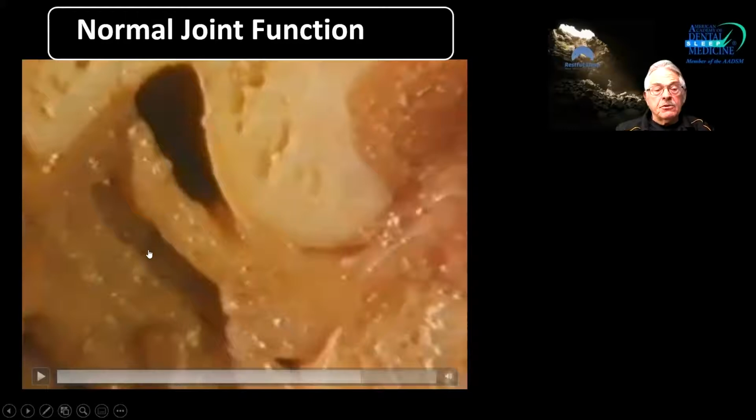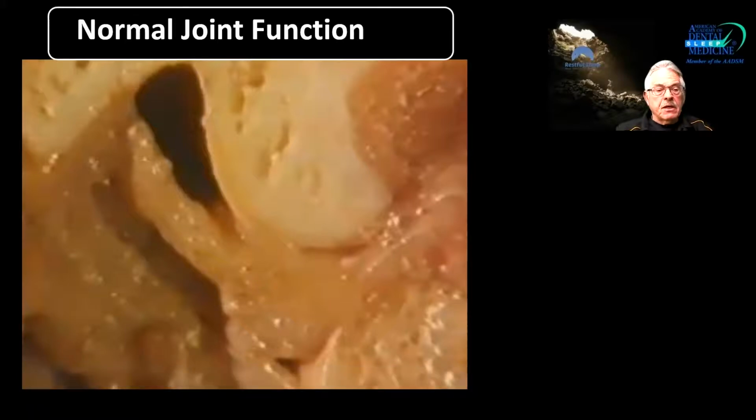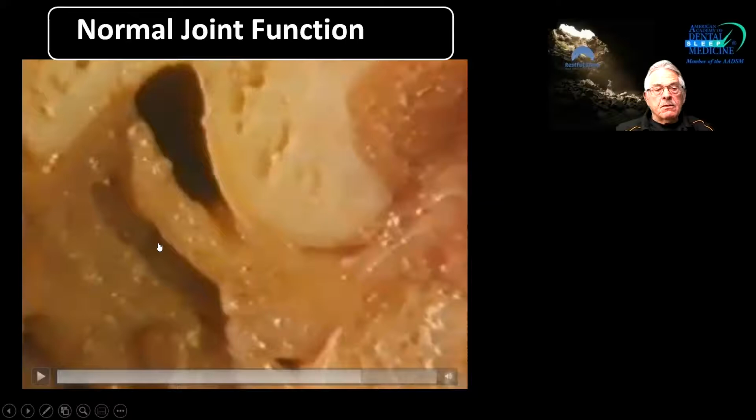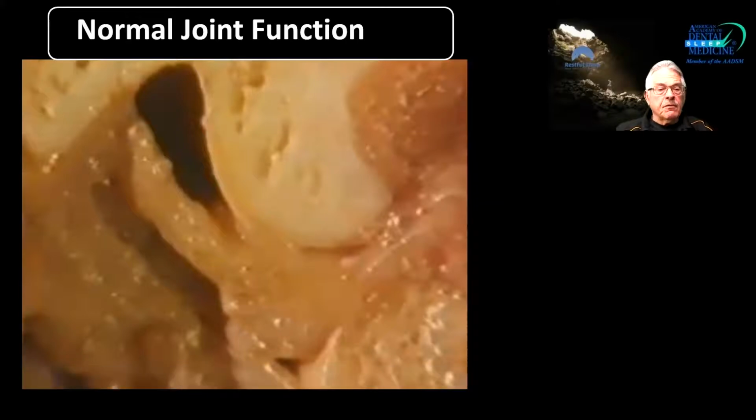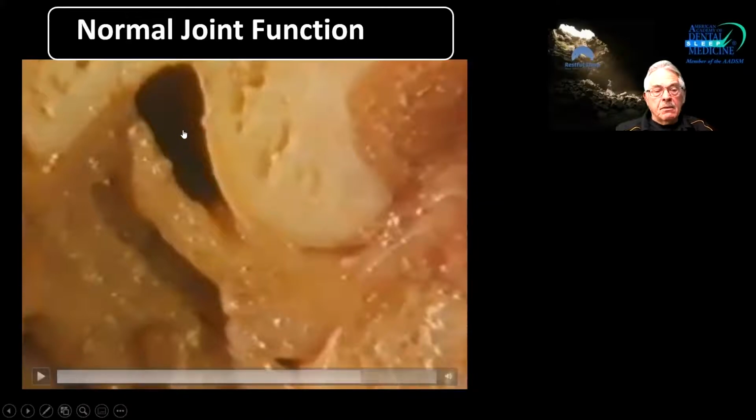Matter of fact, before we had MRIs, I would go to the hospital and we would inject a dye in this lower compartment. And then we would essentially light the patient up with the fluoroscope and see if the dye got into the superior compartment, so we could tell if there was a perforation in the disc. Obviously, we don't do that anymore.